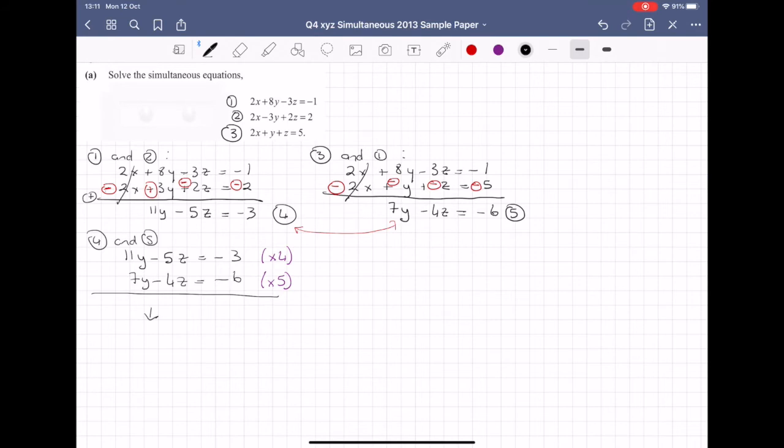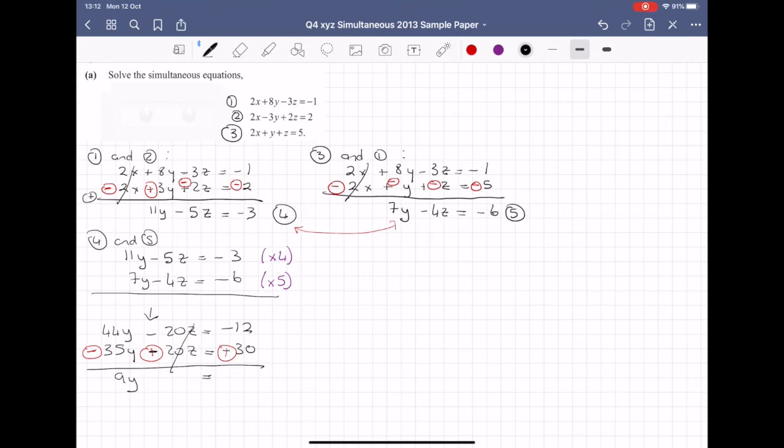Let's do it here. So I get 44y minus 20z being equal to minus 12. 5 sevens, 35y minus 20z being equal to minus 30. Okay, line under it. Can I cancel the z's at this point in time? No. If I cancel them right now, I'll get minus 20 minus 20, giving me minus 40. So that's not going to work. So let's change the sign, change the sign, change the sign.